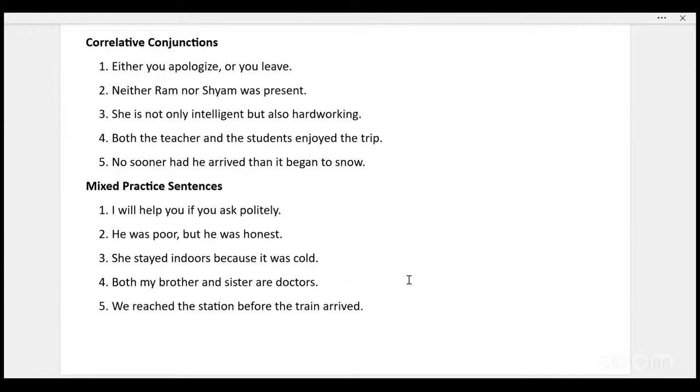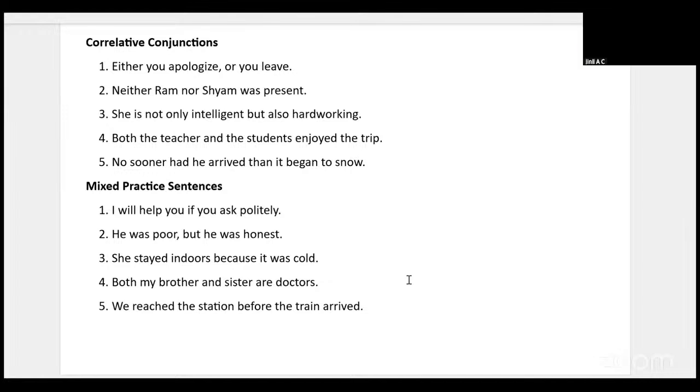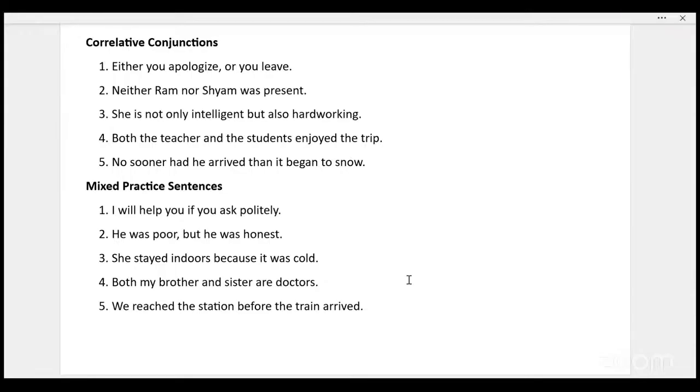Either you apologize or you leave. Okay. So that means you should apologize, otherwise you should leave. You have a choice. Neither Ram nor Shyam was present. That means Ram was also not present, Shyam was also not present. That is the meaning. She is not only intelligent but also hardworking. That means she is intelligent also. She is hardworking also. Next.